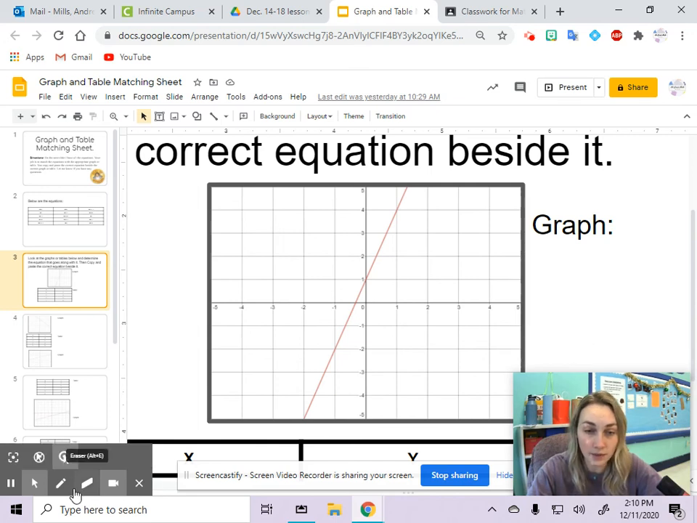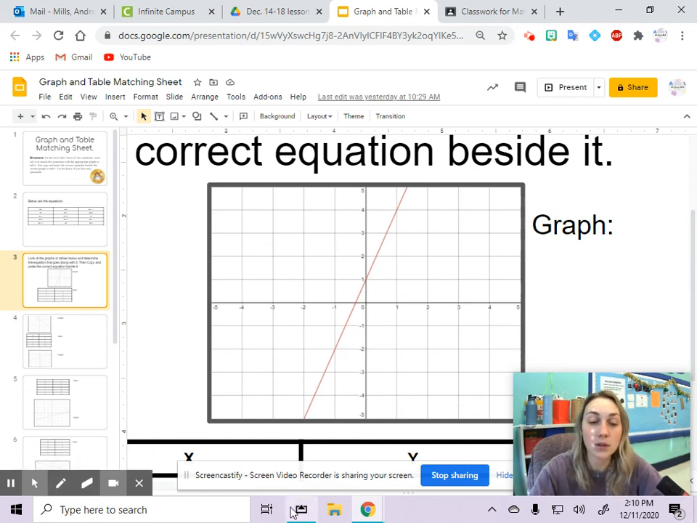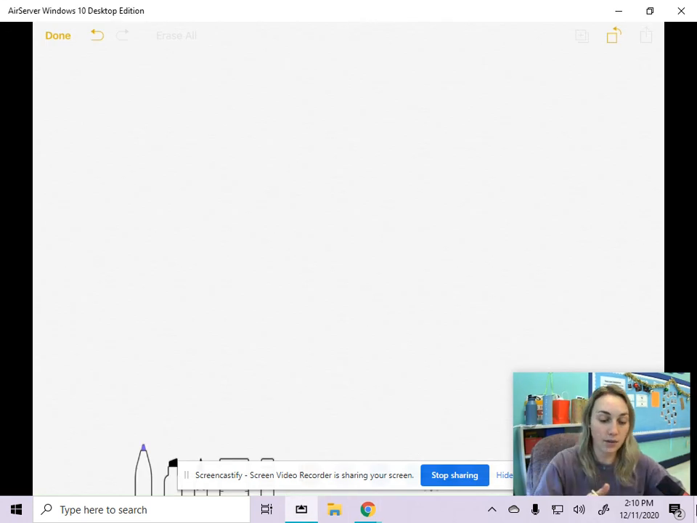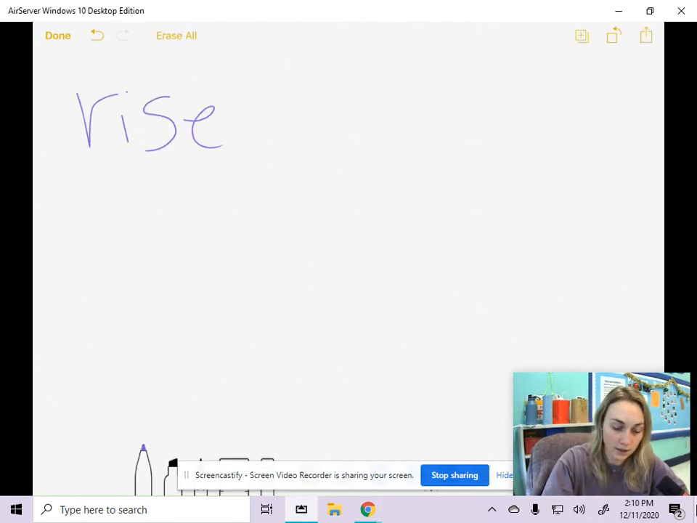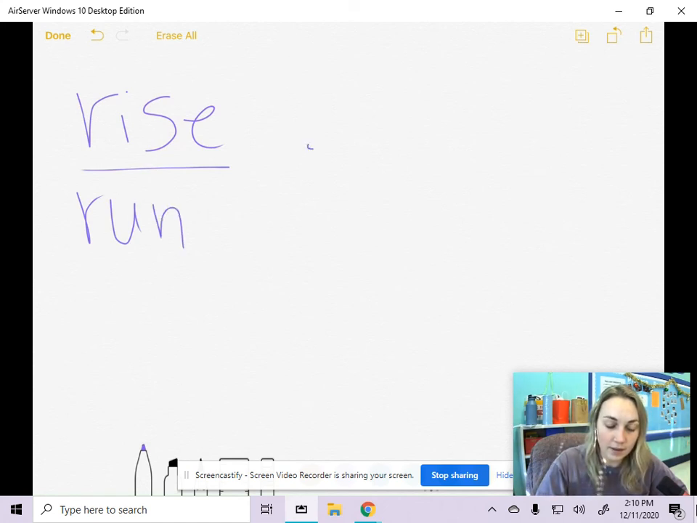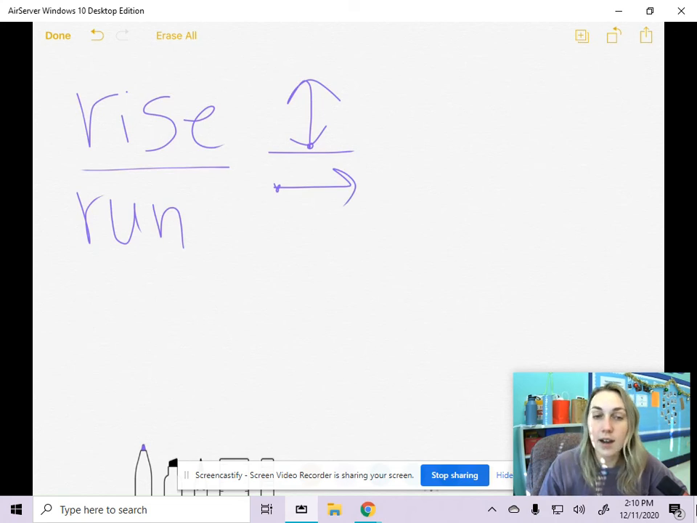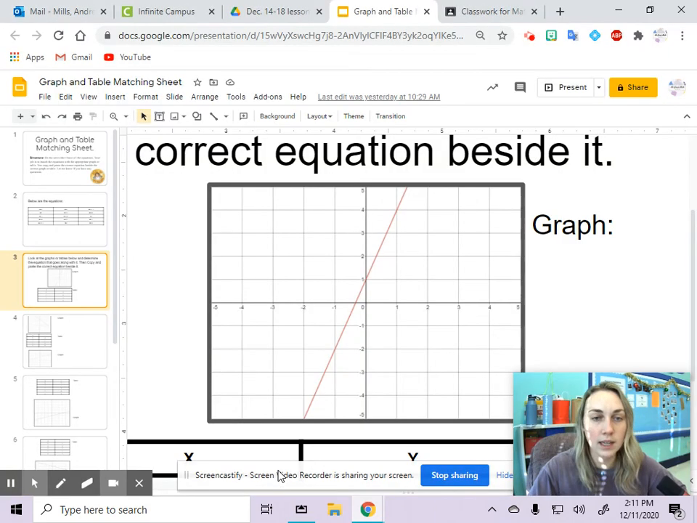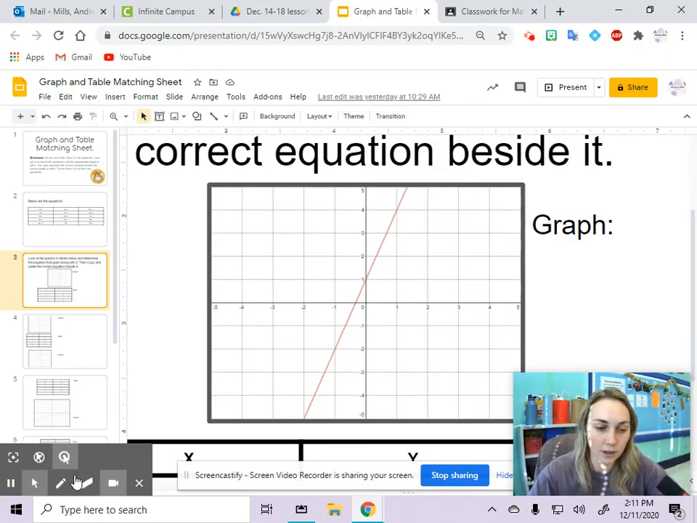The first thing we need to find is the slope. To find the slope of a graph, remember we need to find the rise over run. On your 2 points, you need to figure out how much you rose to get to the point, and that's going to be your numerator, and how much you ran from left to right, and that's going to be your denominator. Let's try that out real quick. Let me erase this. Let's go back to the graph and find this slope.